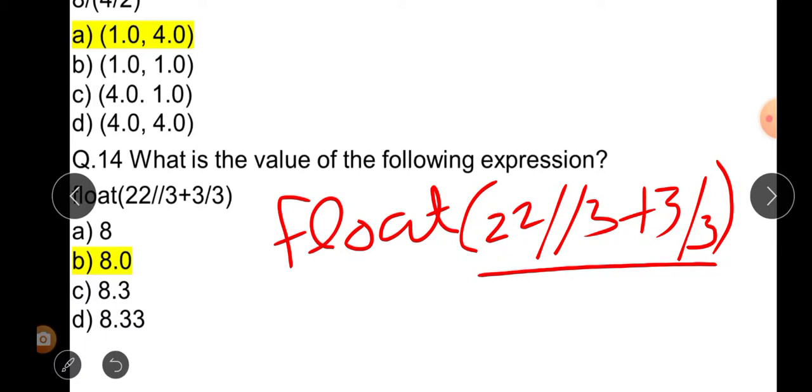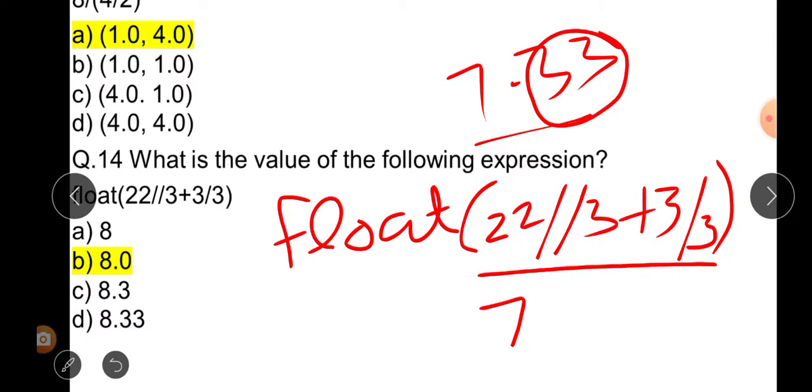So 22 floor division 3 is there. When we divide 22 by 3, we get 7. Always remember that it is a truncating operator, so whatever value comes just after the decimal is chopped off, or truncated. So our answer is 7. But if there were a sign of the division operator, then the answer would be 7.33, like that. But this part is chopped off. So our answer is 7 as far as the first part is concerned. And when we talk about the second part, 3 divided by 3, the answer should be 1.0.